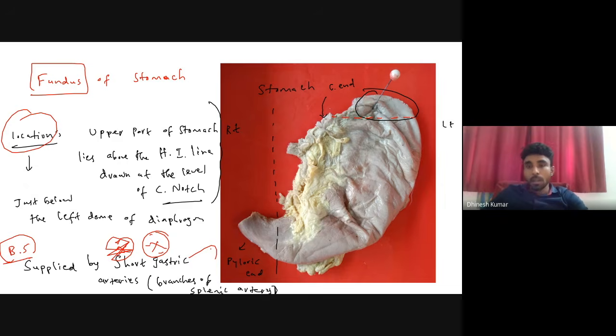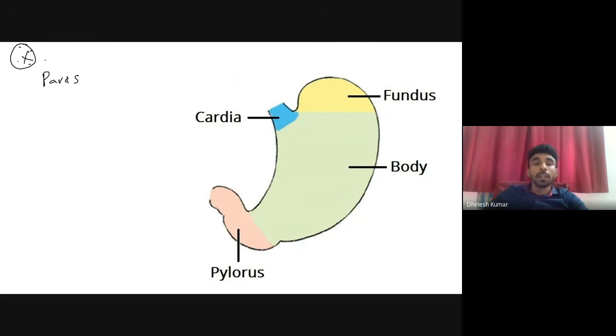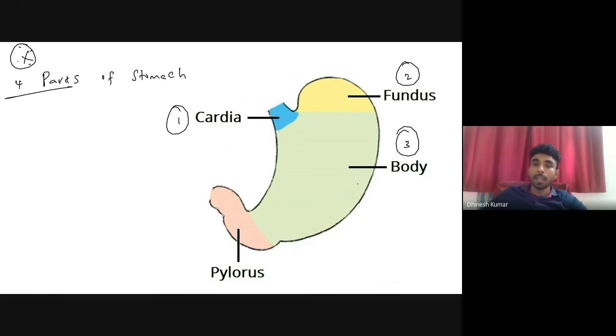Fine. Now, coming to the next question. Remember, sometimes they may ask what are the parts of the stomach, or what are the various parts of the given specimen. So what are the parts of the stomach? Some books mention 3 parts and some books mention 4 parts. So what are the 3 or 4 parts of the stomach? Cardiac part, fundus, body, pylorus. These are the 4 parts of the stomach.